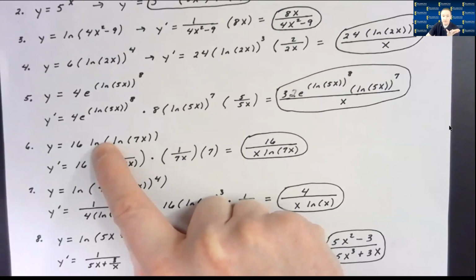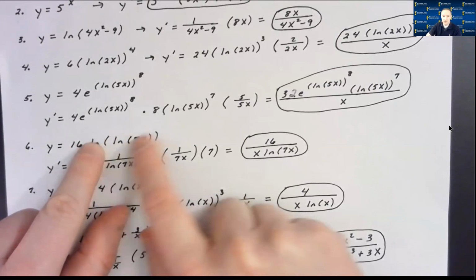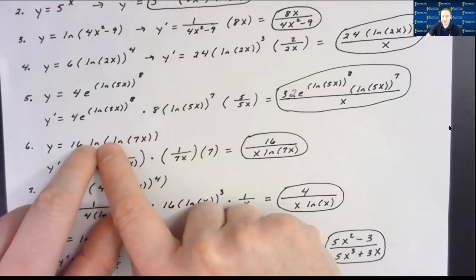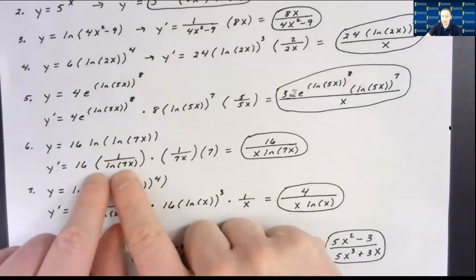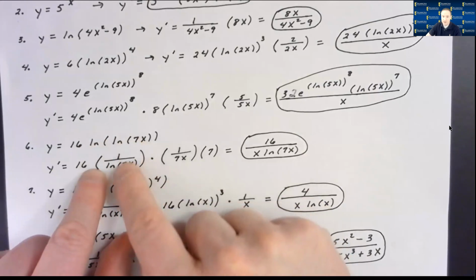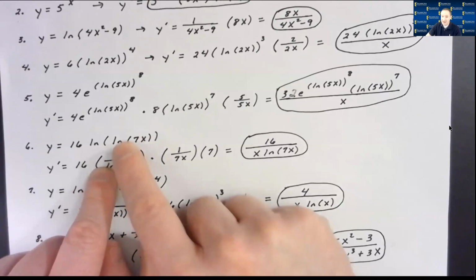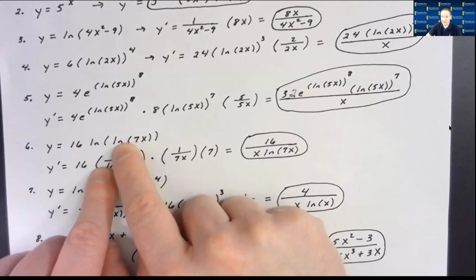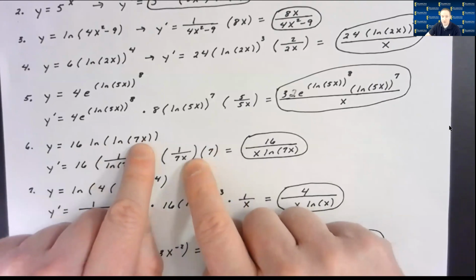So I can say, okay, the first thing I do, take the derivative of the outermost function. Well, that's 16 natural log of this group. Derivative of every single natural log in existence is 1 over what's inside the natural log. So I just said 16 times 1 over the natural log of 7x. Now, times the derivative of what's on the inside. Well, what's on the inside is a natural log. The derivative of every single natural log is 1 over what's inside that natural log.